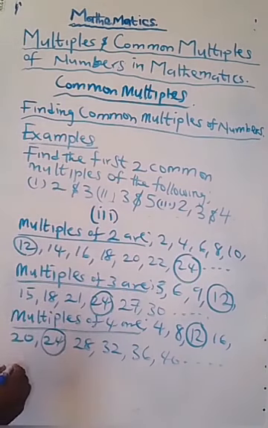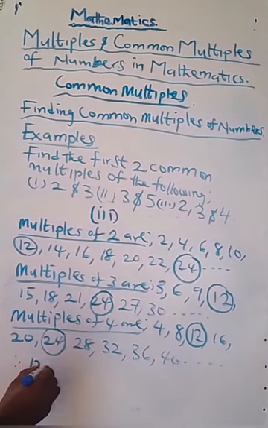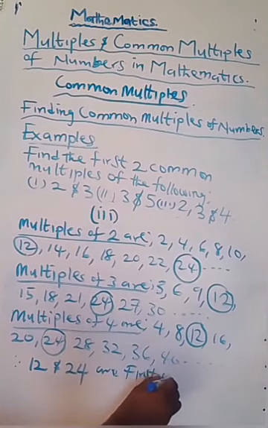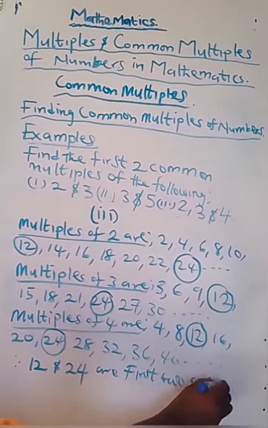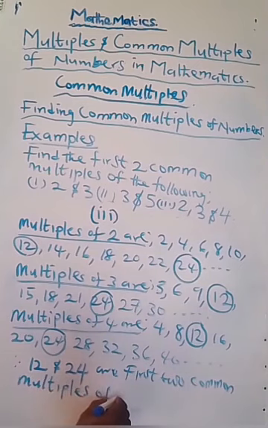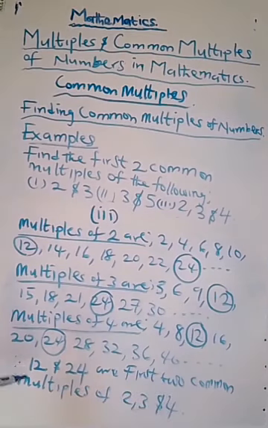So therefore, 12 and 24 are the first two common multiples of 2, 3, and 4. And if you look at it closely, 2 can divide 12, can divide 24. 3 can divide 12, can divide 24. 4 can divide 12, can divide 24.